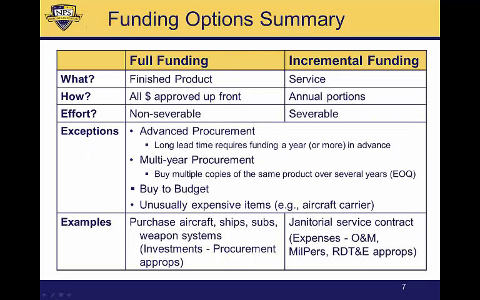This chart summarizes these two types of funding. And note that there are some exceptions to full funding. Advanced procurement, multi-year procurement, buy to budget. We'll look at these individually a little later in this video.